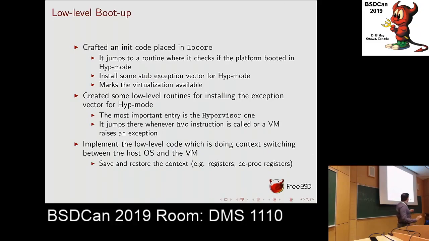We also have the low-level code that does the context switch between the host and the VM, as I was telling you earlier. A context switch means that we have to save all the registers of the host, restore the registers of the guest, and make the guest run. When the guest has an exception or decides to exit, we have to save the guest registers, load the host ones, and continue running the host. So basically, it's a tight loop of saving and restoring. It is very important to be accurate, because here a lot of bugs can crash the host and also the guest, and it is very hard to debug at this point.